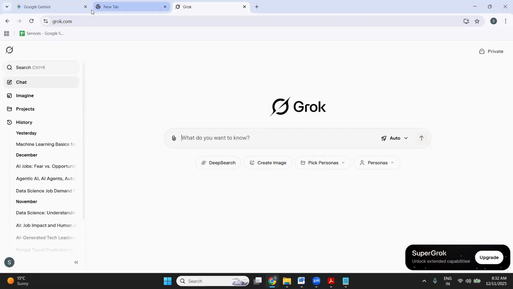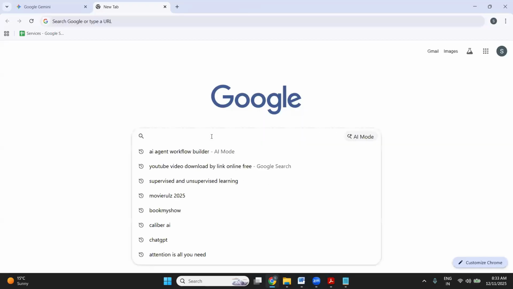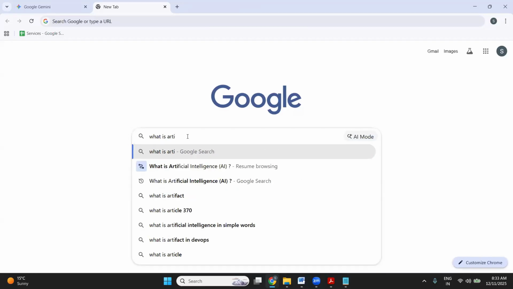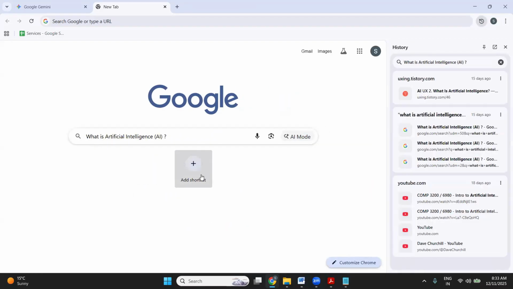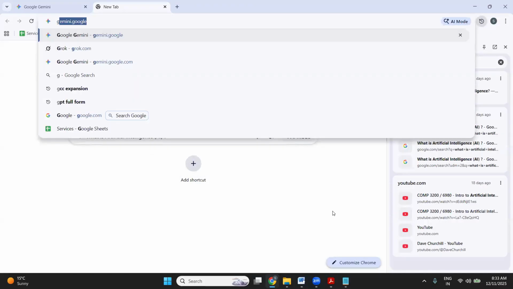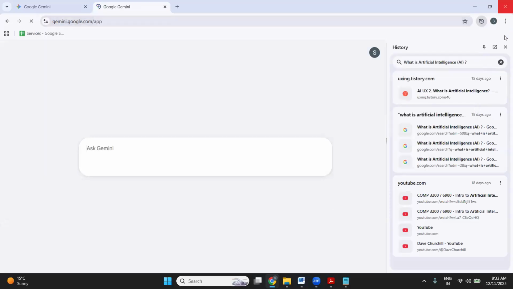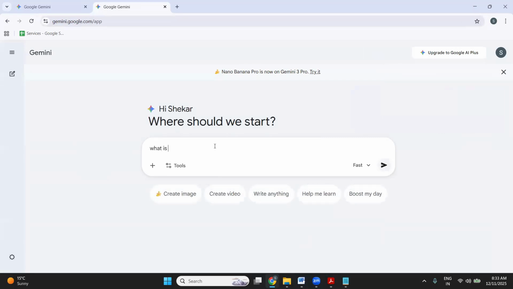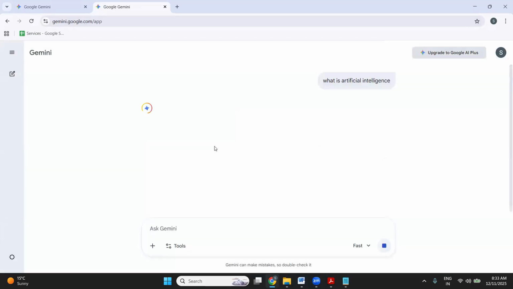Maybe after hitting some query we'll get it. I don't know. What is artificial intelligence? Oh, sorry, I should go to Gemini. See, whatever I'm showing looks very simple, but they are the main things that we should observe and understand from that point of view.